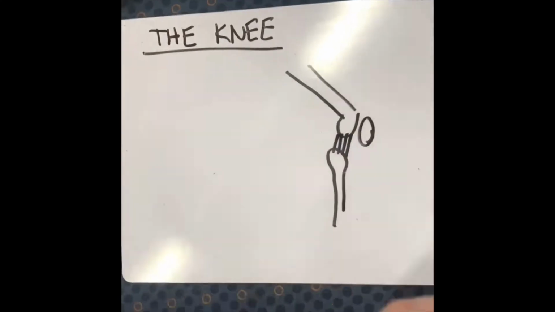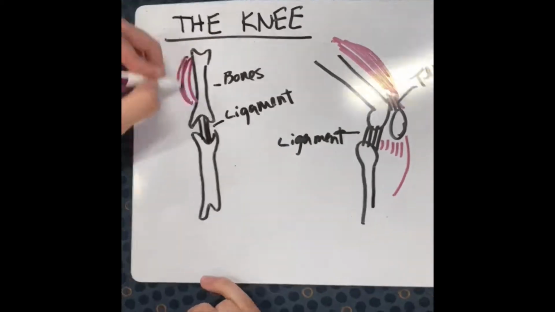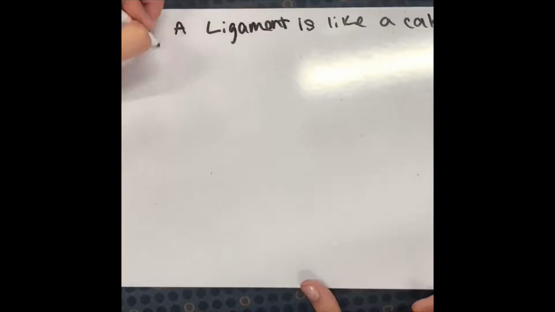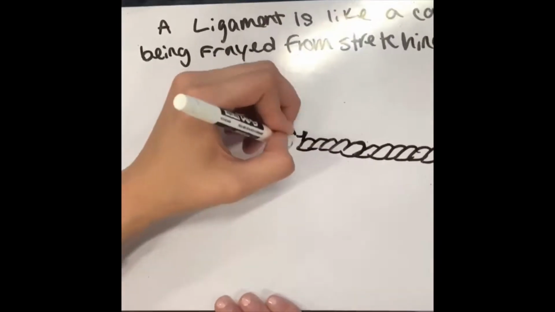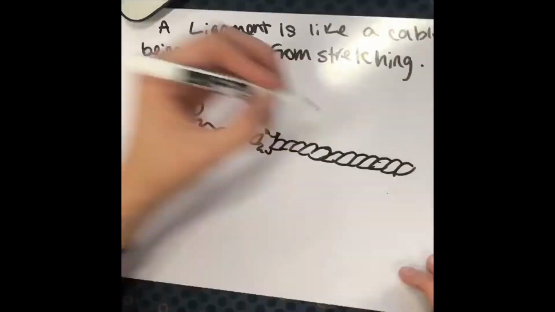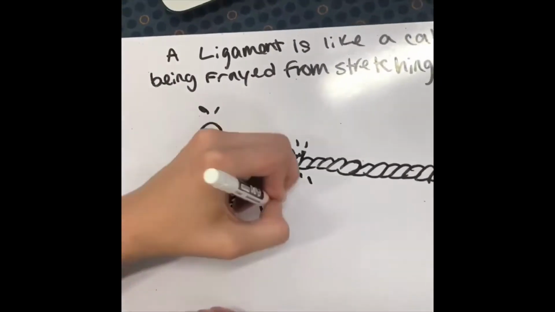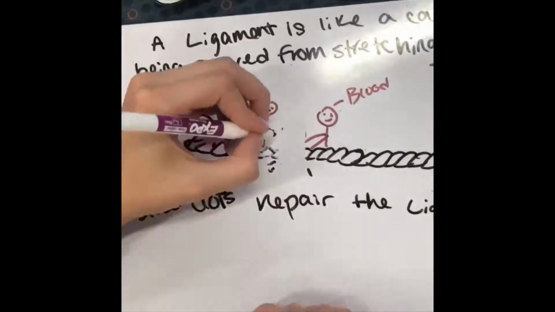So here we're showing that ligaments connect bones to other bones while tendons connect bones to muscles. Here's an example in the knee. An analogy related to this is how a ligament is like a cable or twine, which, when stretched too far and too fast, begins to fray. In this frayed region, small blood clots form and the body begins the process of repairing the ligament.